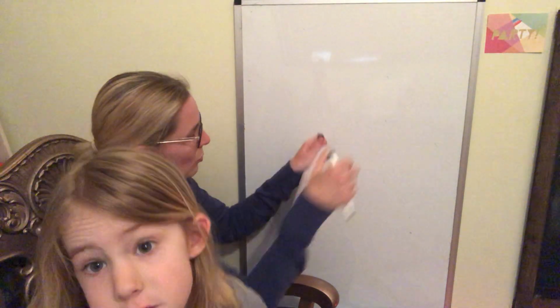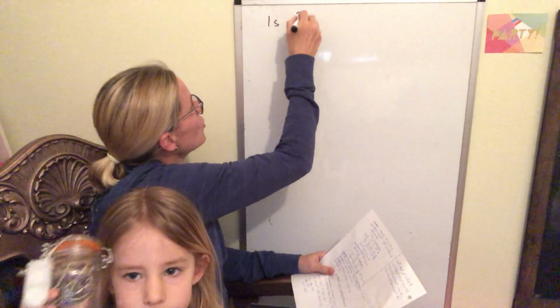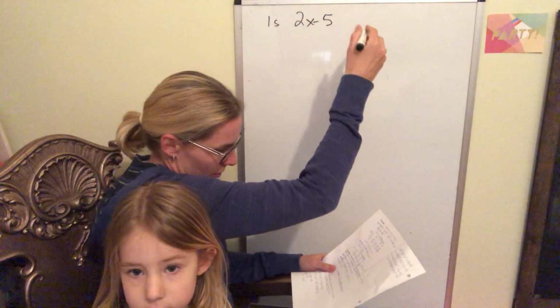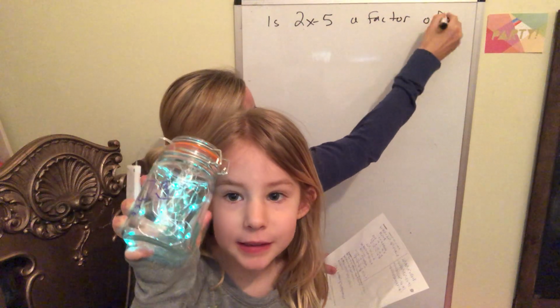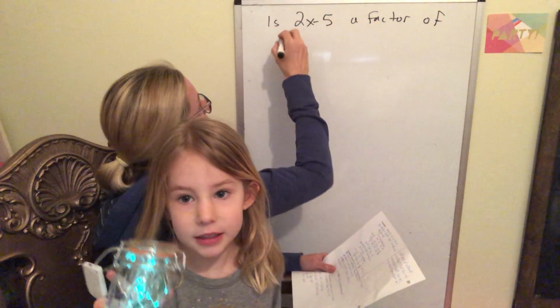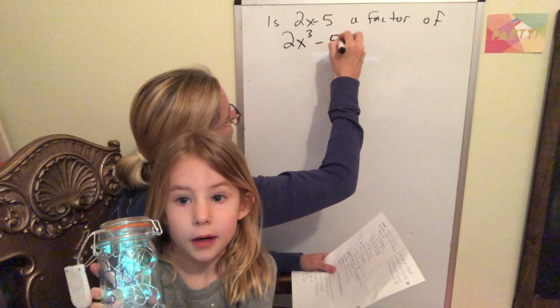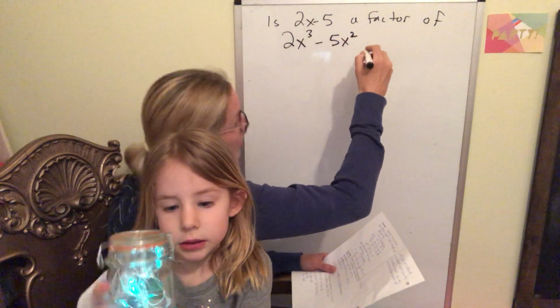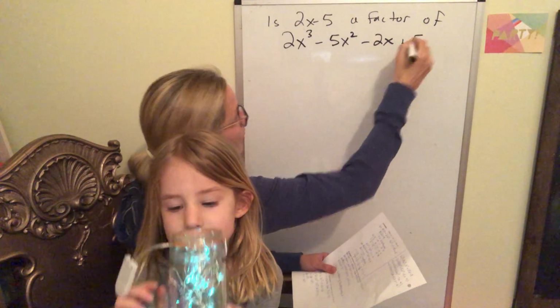Okay, so if I do the last 2 examples, we'll get a better gist of it, and then you guys can start. So determine, is 2x minus 5 a factor of 2x cubed minus 5x squared minus 2x plus 5.